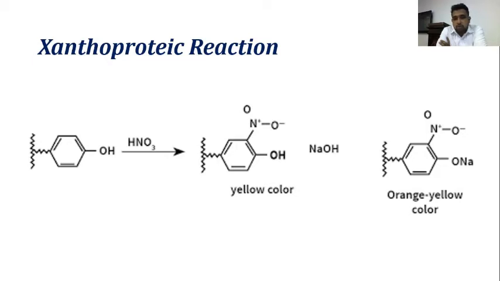Okay, definitely we have to use a biuret test, because you know that the xanthoproteic test will give positive results only for proteins containing amino acids with aromatic groups. Some proteins may not contain amino acids with aromatic groups, meaning tryptophan, tyrosine, and phenylalanine. But most proteins contain at least a few amounts of one of these amino acids, so most proteins will give positive results for the xanthoproteic reaction. But you need to know the principle.